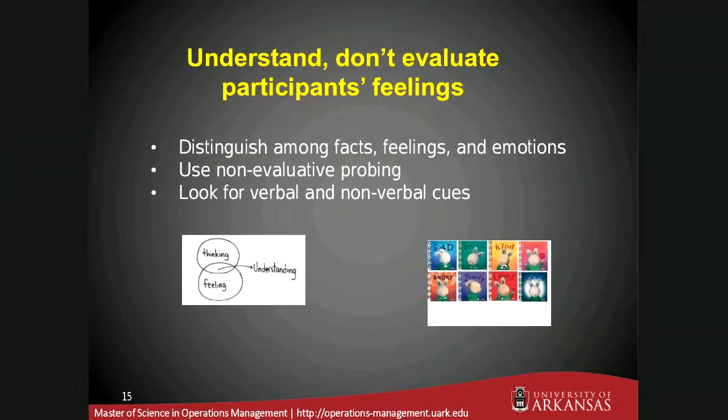The second bullet was understand and don't evaluate participants' feelings. Now, as most educators and facilitators know, there are big differences among facts, feelings, and emotions. We can verify most facts, and it's easier to come to consensus about facts. Feelings are very personal, and different people in the group may have different feelings about the very same idea. Different people express their feelings using different emotions. One person may get angry and yell if they're upset by the discussion. Another may start to cry. As a neutral facilitator, it would seem easy to say, let's keep feelings and emotions out of the decision, but that's not realistic or even useful.